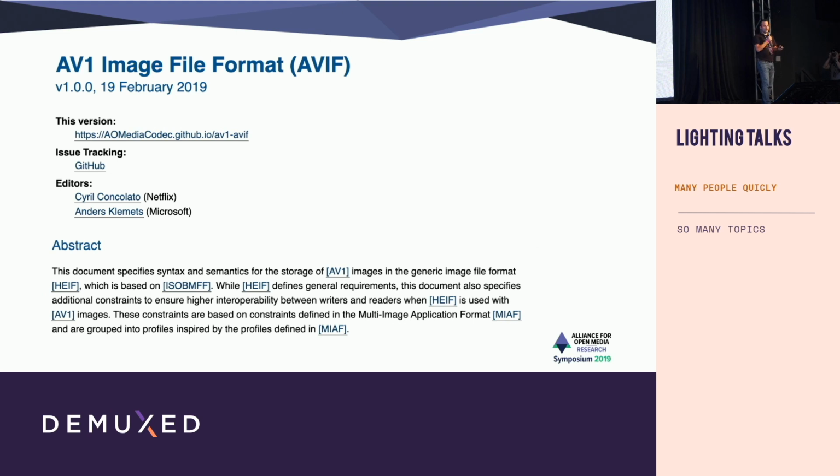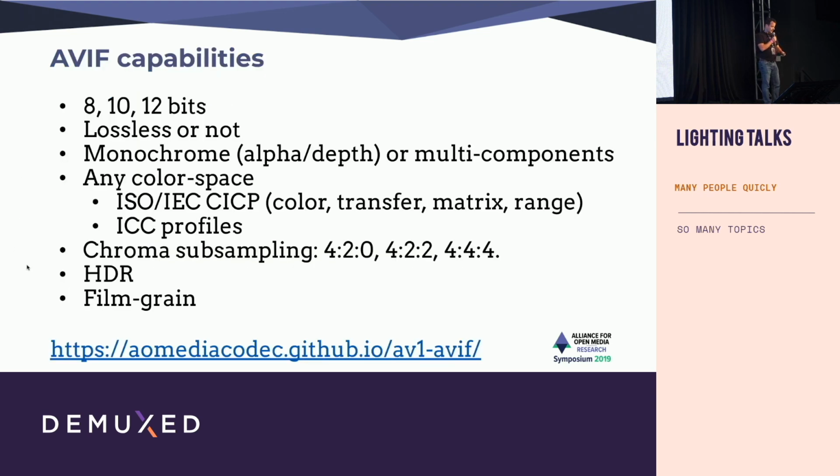It's based also on HEIF. HEIF is the same technology that is used in your iPhones or tablets to store images. And it's based on MIAF, which is another MPEG standard. The capabilities of AVIF are the capabilities of AV1 plus those of the file format. So you can do 8-bit, 10-bit, 12-bit. You can do lossless or not. You can do monochrome. You can do any color space. You can do chroma subsampling, all the chroma subsampling you're used to. You can do HDR and film grain, because at Netflix we like film grain.